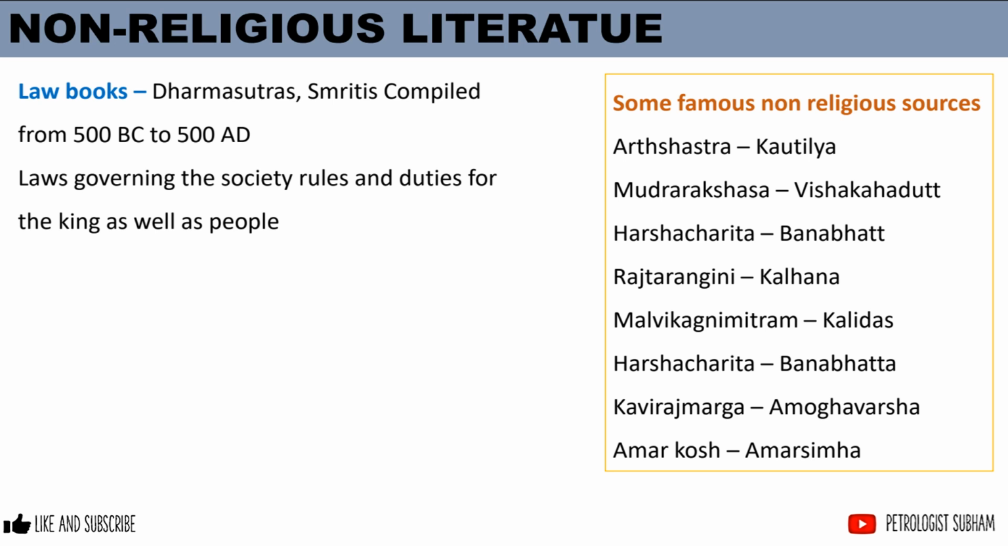Law books, non-religious texts. When we talk about non-religious texts, law books like Dharma Sutras, Smritis. From 500 BC to 500 AD, there are some evidences of that kind of books. From these non-religious texts, you should know that some questions have already been asked in the UPSC, like Arthashastra written by whom? Kautilya, or in Hindi, he is known as Chanakya. Arthashastra was written by Chanakya or Kautilya during the period of Chandragupta Maurya.